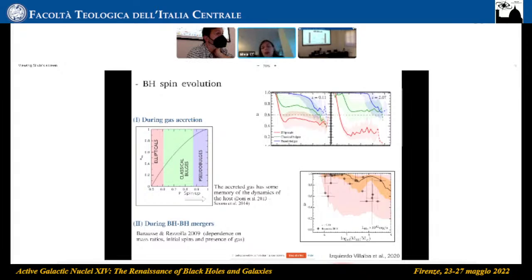So again, we find that the highest spinning black holes are the ones living in pseudo bulges, while elliptical galaxies are hosting black holes that are slowly spinning.